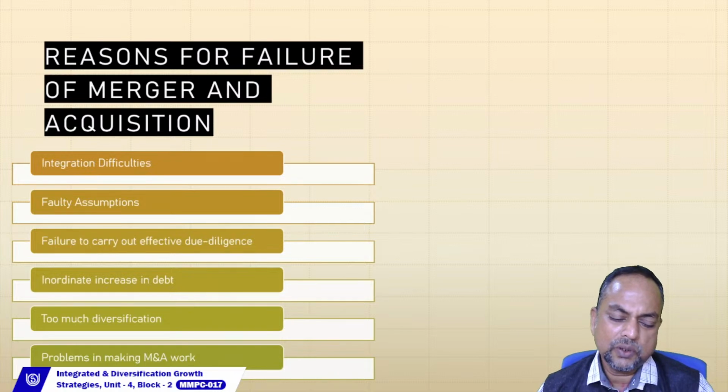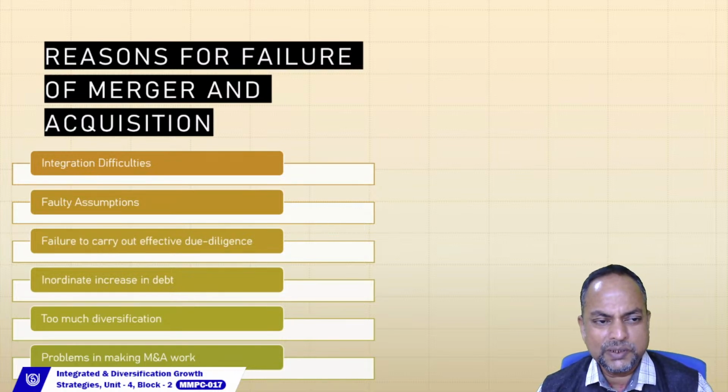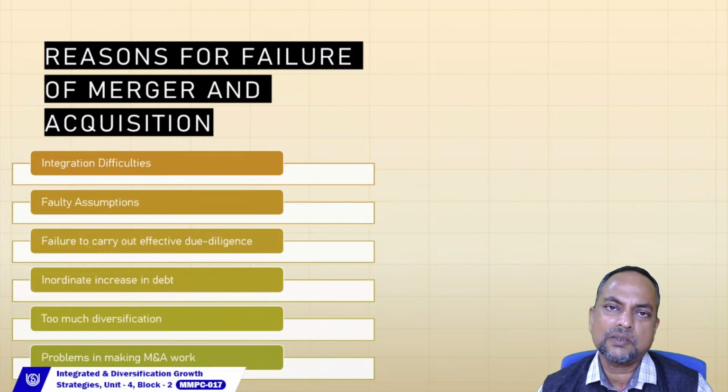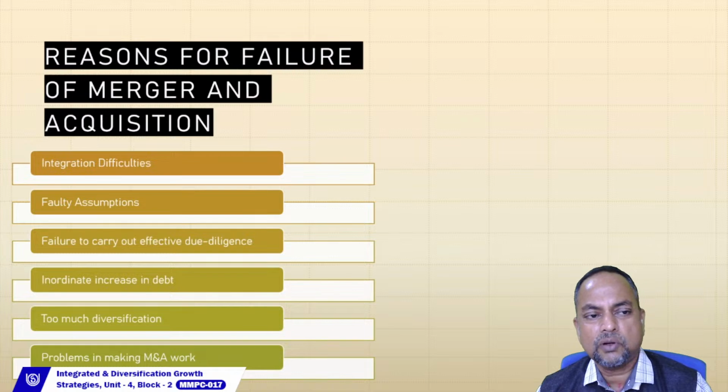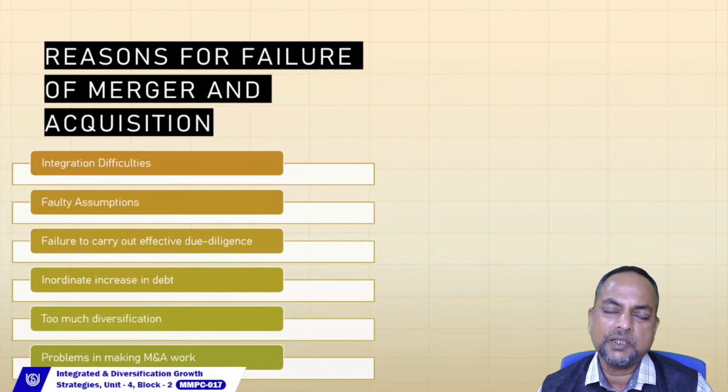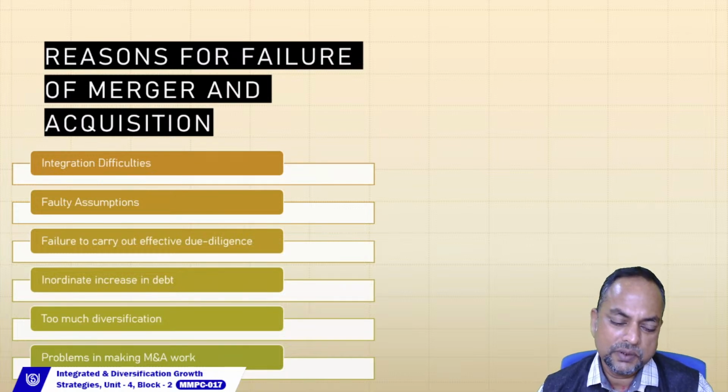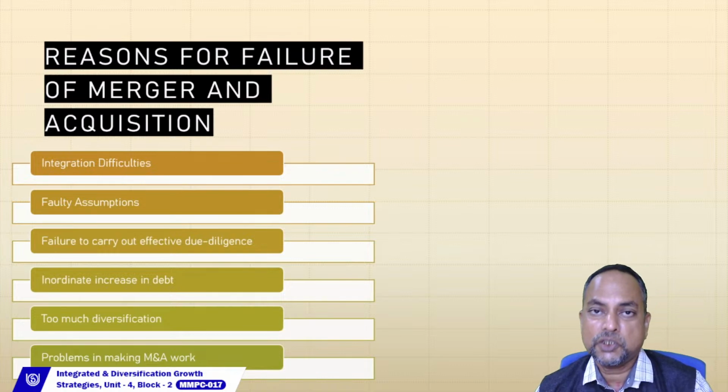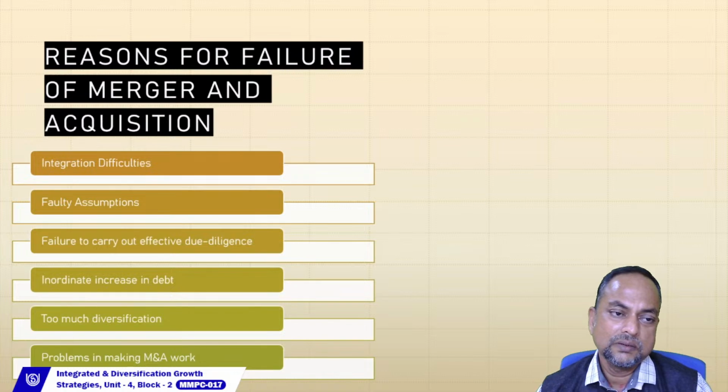Second, whenever we talk of faulty assumptions, sometimes we make faulty assumptions about the other organization itself. We rate the stocks of that particular organization in a different way altogether. So we over-evaluate the organization sometimes, right? Sometimes these assumptions are made on the basis of imitations of what others have done, right? So that will not work in future, right? So we have to think of a completely new, different set of things altogether.